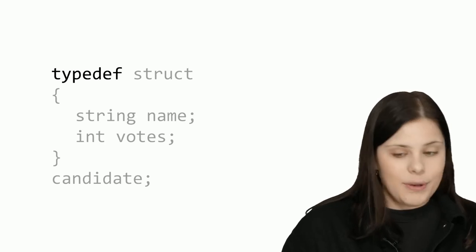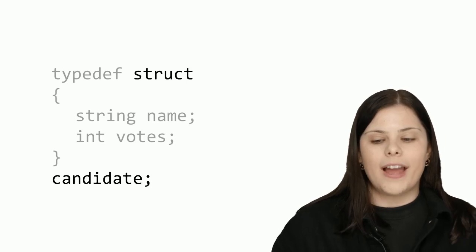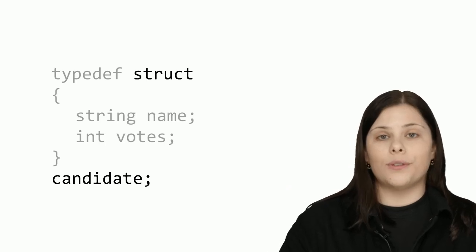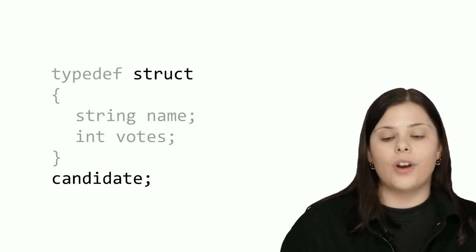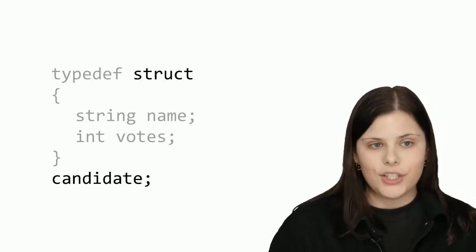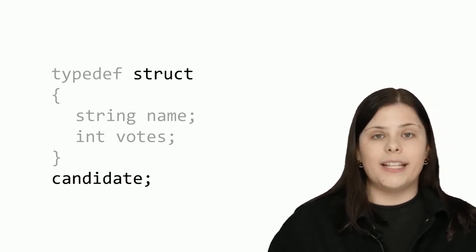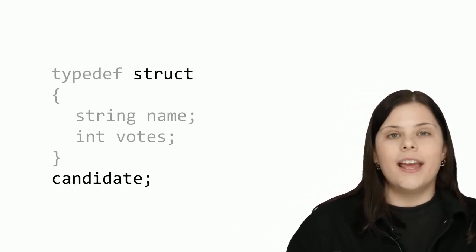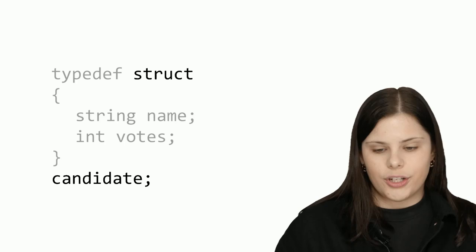So the first step in our syntax is typedef, followed by specifying there's going to be a struct, which combines a few pieces of information together. And we're going to call this struct candidate. So again, the first line, typedef struct, pertains to C syntax, and the last line, candidate, is just how I'm choosing to name my new data structure.